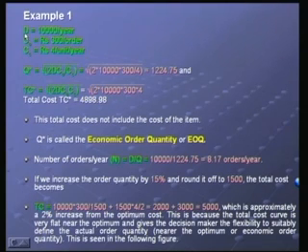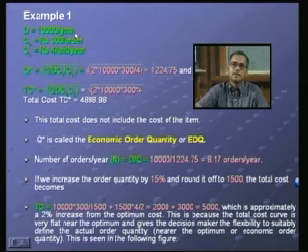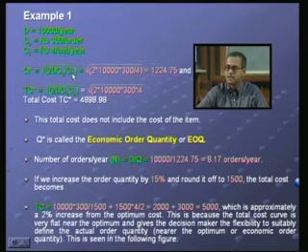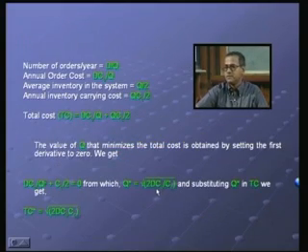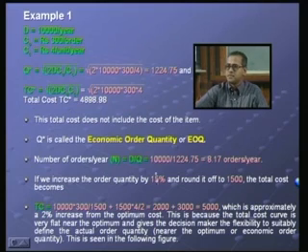Now, let us assume that D is 10,000 per year, the item has an annual demand of 10,000 per year, order cost is rupees 300 per order, carrying cost is rupees 4 per unit per year. From the equation Q star is equal to root of 2 into D into C0 by Cc, which we derived here, we substitute to get 2 into 10,000 into 300 by 4 would give us 1224.75 as the economic order quantity.